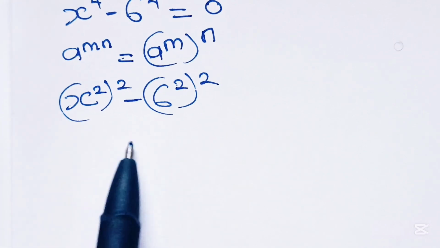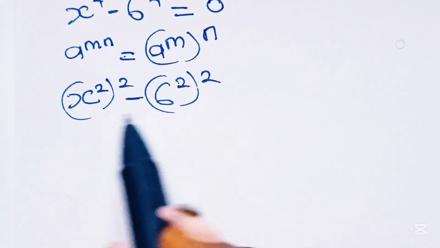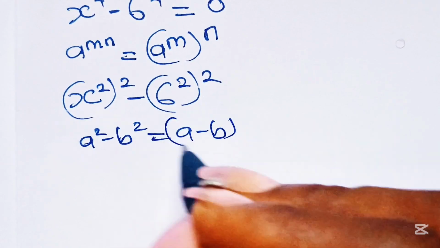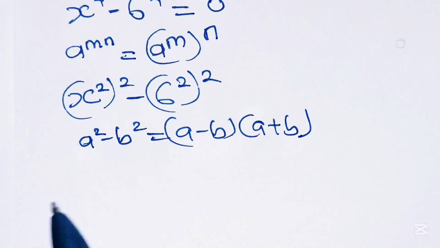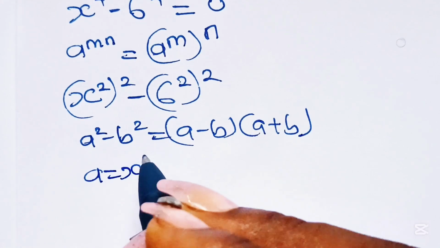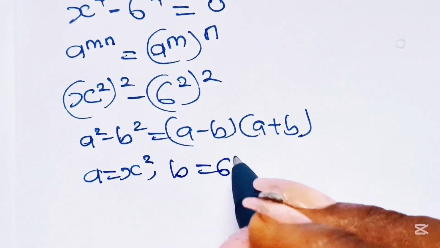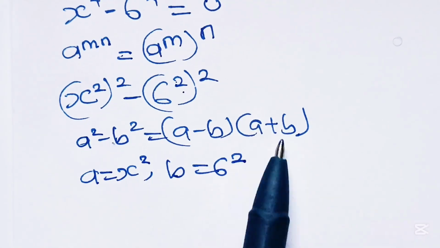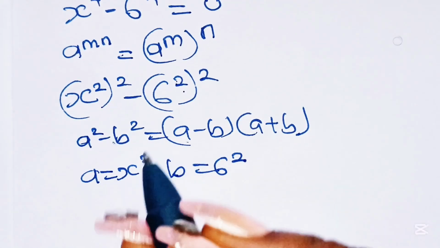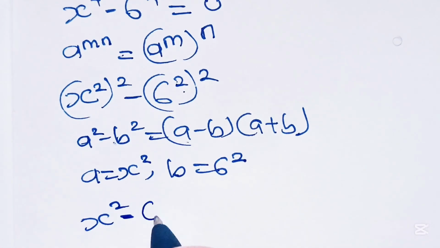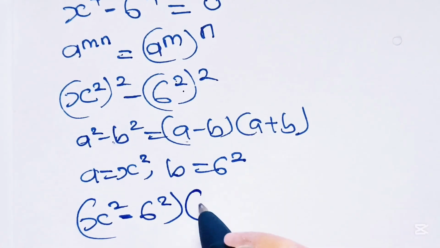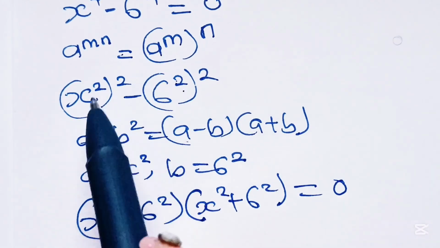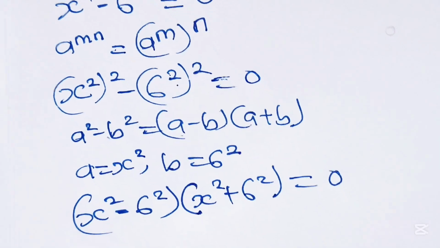Now this is what we have. Applying difference of 2 squares, we have that a squared minus b squared is equal to a minus b multiplied by a plus b. In this case, our a is x squared while our b is 6 squared. So we evaluate using this. We are going to have a minus b, which is x squared minus 6 squared, multiplied by a plus b, which is x squared plus 6 squared, is equal to 0. Okay, so this is equal to 0. I forgot to write that.